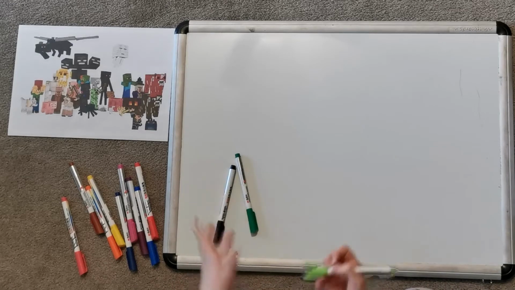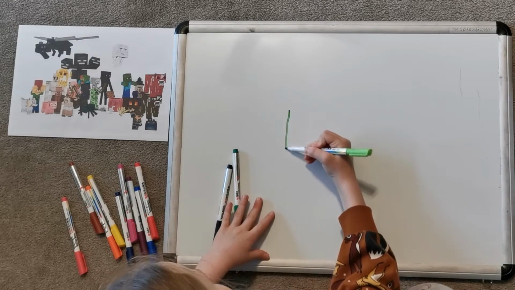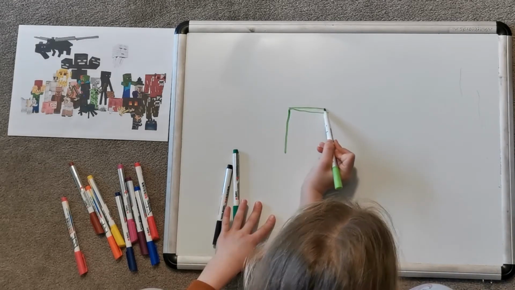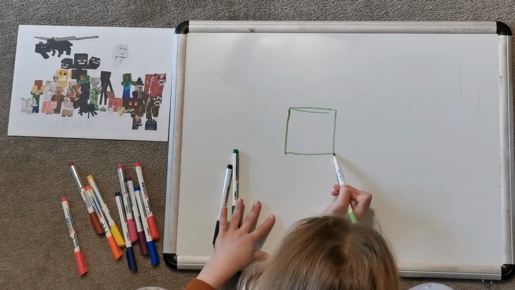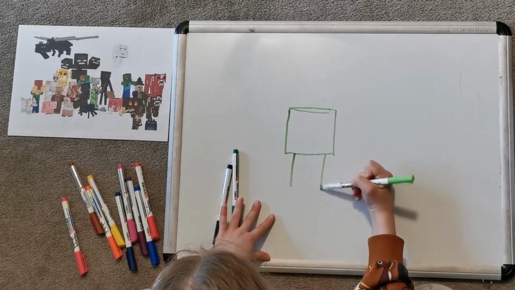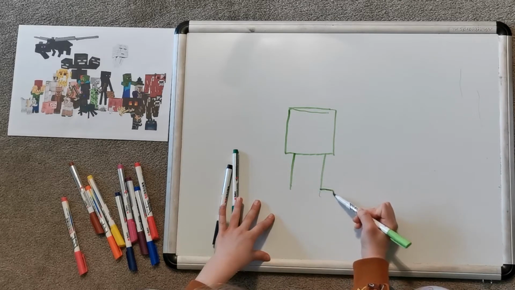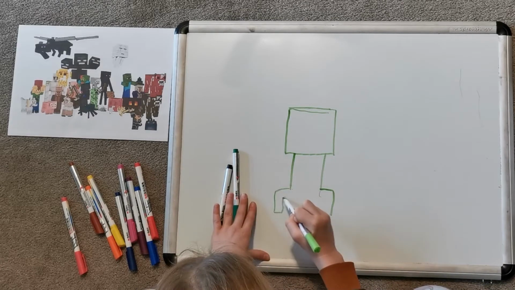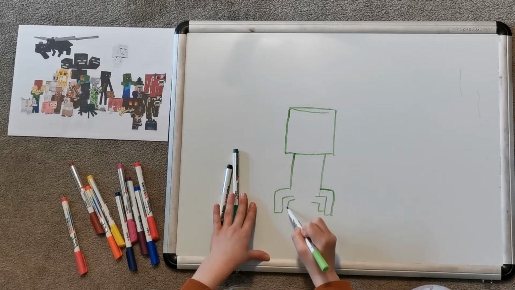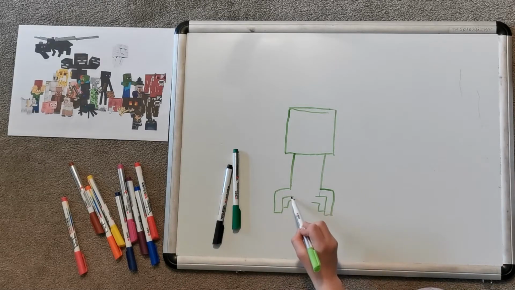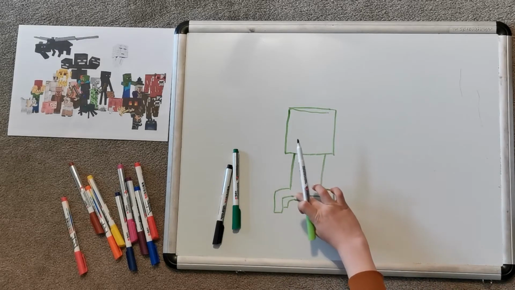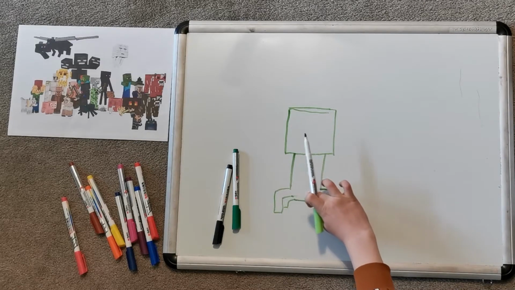Let's start. First, we draw the head. Make it straight. His body. Then his legs. Like that. Then we connect those lines together. Those two lines. And rub this line off. Like that.